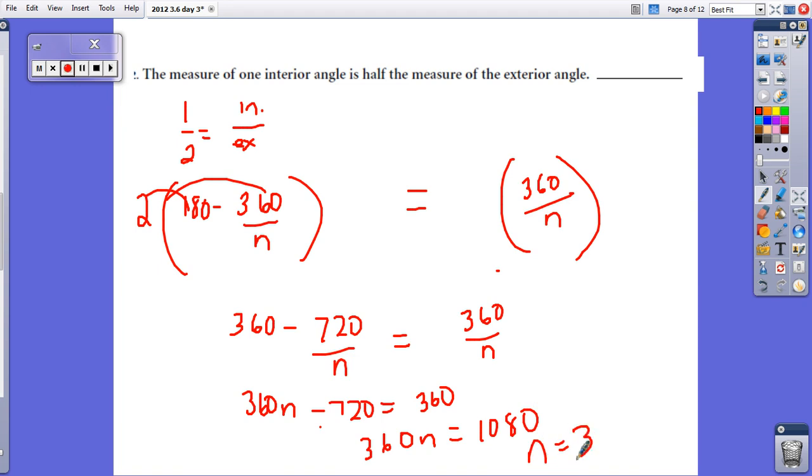So this actually works for the number of sides. This is true of a triangle, that the measure of one interior angle is half the measure of the exterior angle. And if you remember from our chart, the interior angle ends up being 60 and the exterior angle is 120. You can see that it's half of it.